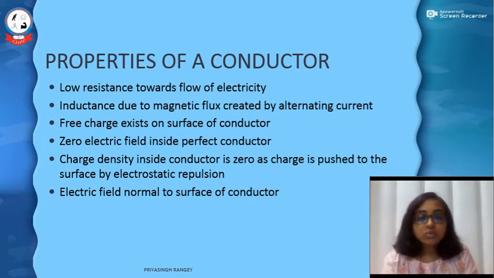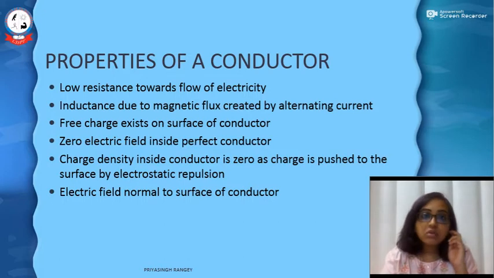As we know, the electric field is always going to be in a direction perpendicular to the direction of flow of electrons. So hence the electric field is going to lie normal to the surface, because all the electrons are going to move along the surface of the conductor. So these are the properties of a conductor.